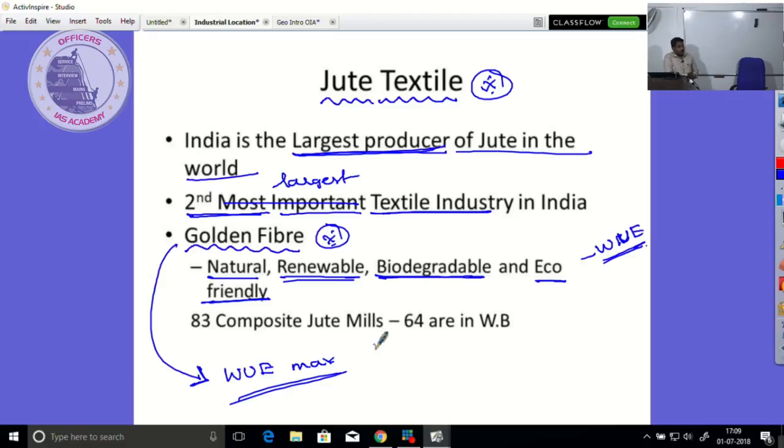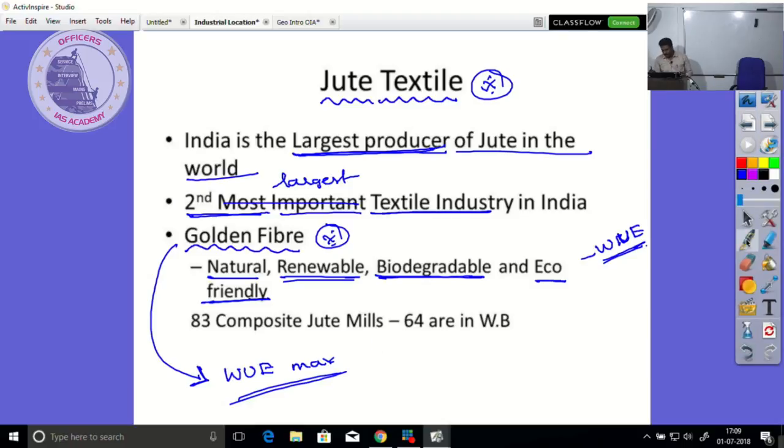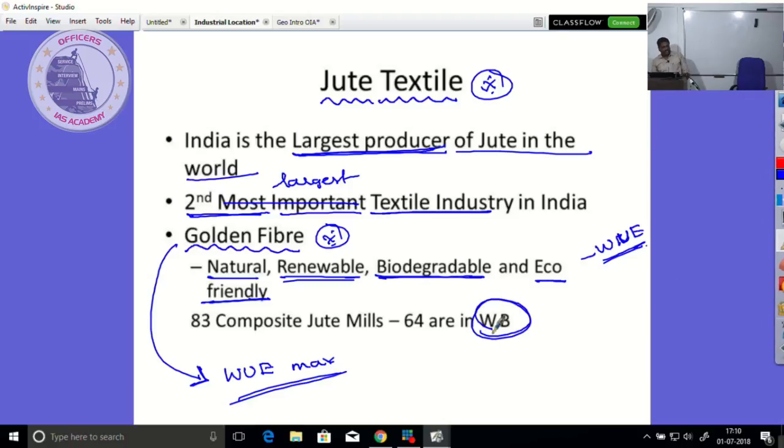And whenever I talk about the cultivation of jute or the jute textile industry, one state becomes synonymous with jute, sir. That is West Bengal. Just to tell you, in entire India we have somewhere around 83 composite jute mills. Out of these 83 composite jute mills, 64 jute mills are in West Bengal itself.